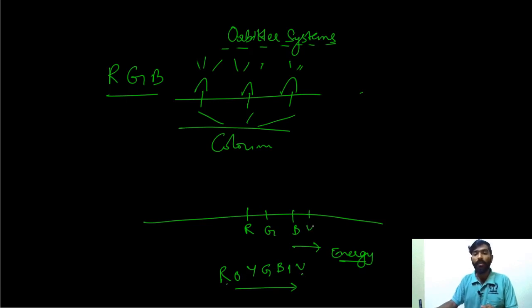The wavelengths that come after the violet color are called ultraviolet. Ultraviolet means they have more energy than the violet rays. And then the wavelengths that are going to be on the left side are called infrared.